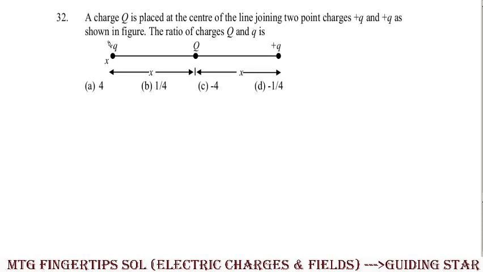Okay, next in question number 32, what it is saying is that a charge q is placed at the center of the line joining the 2 point charges. Okay, so charge q, that means this particular charge is an unknown charge, clear. This is an unknown charge, and these plus q are known charges, clear. The ratio of q and q is, what will be the ratio of these two, clear.